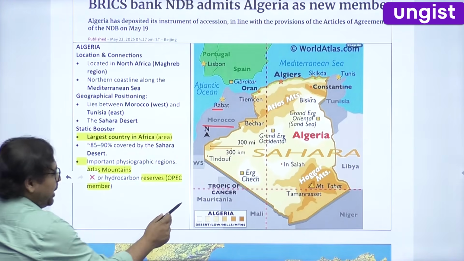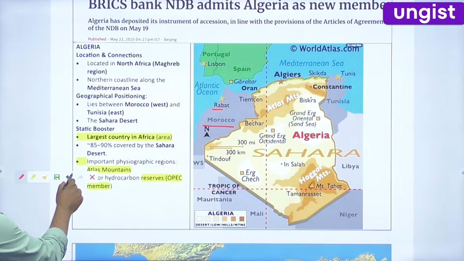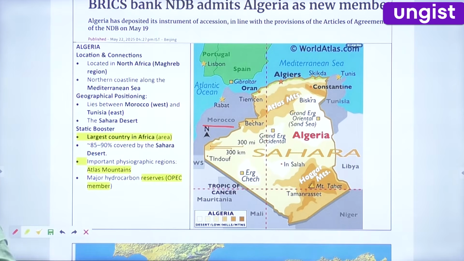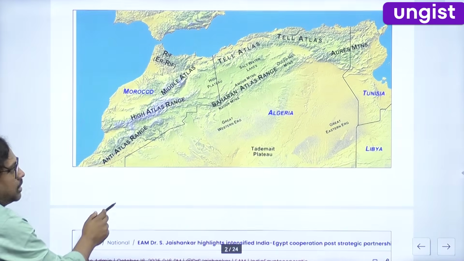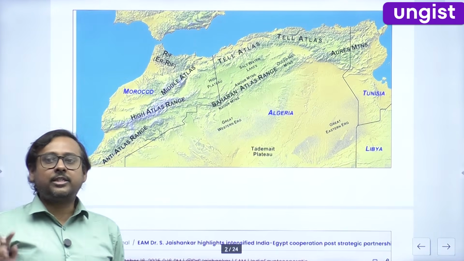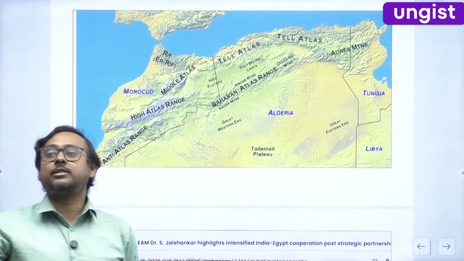Okay. The Tropic of Cancer passes through this, right? And obviously, 80% to 90% is the Sahara Desert. Okay. Now, this is very important. Atlas Mountains. Which 3 countries have the Atlas Mountains? Atlas Mountains are found around which 3 countries?